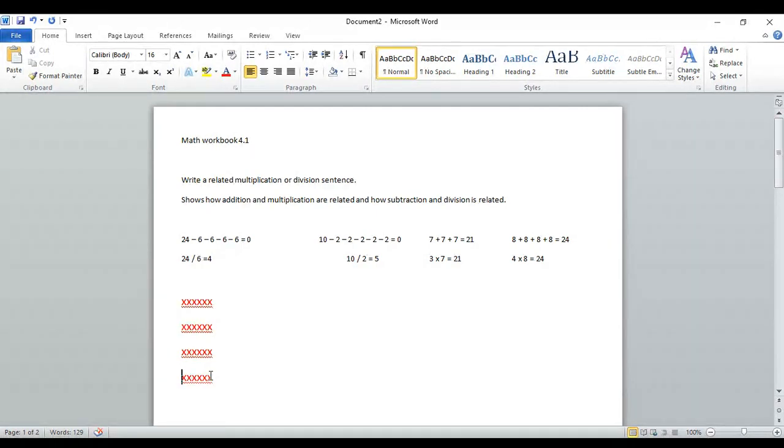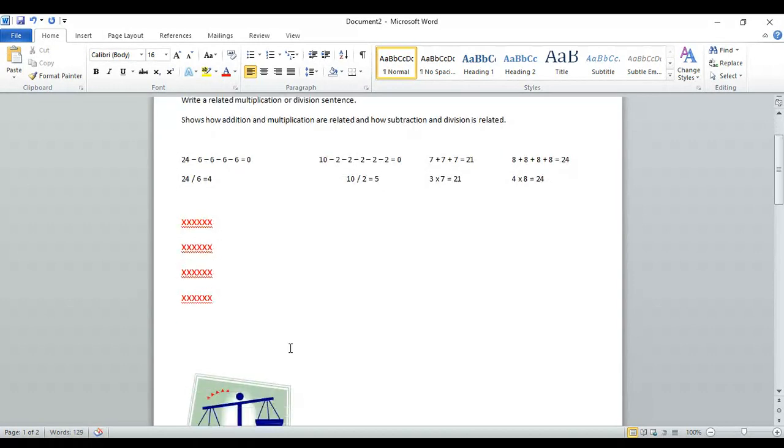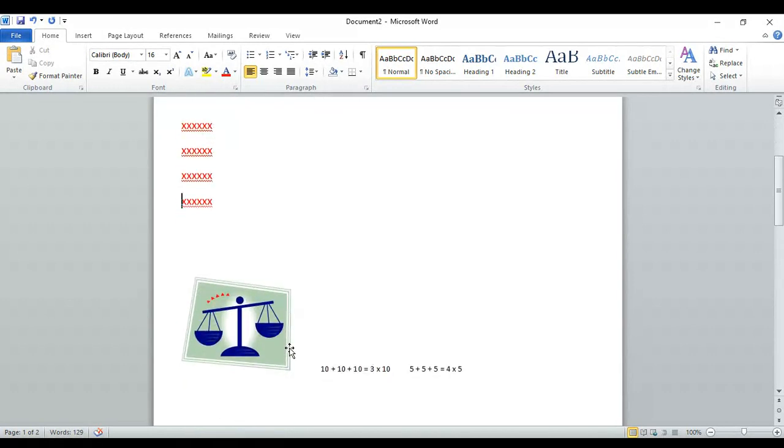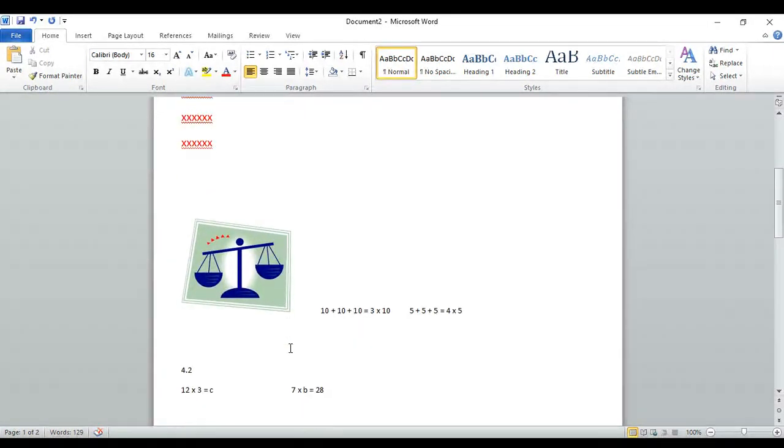So if that's helpful to you and you want to draw pictures in that box, you just go right ahead. But if that doesn't add anything to your understanding, then you can skip that part.